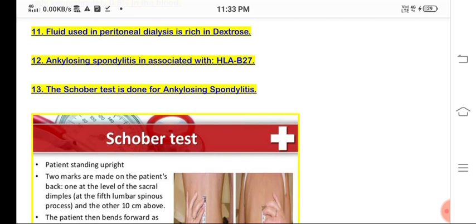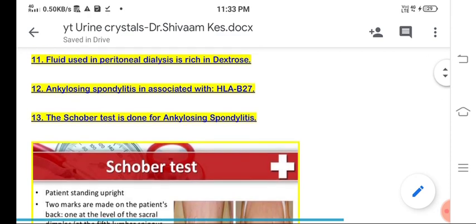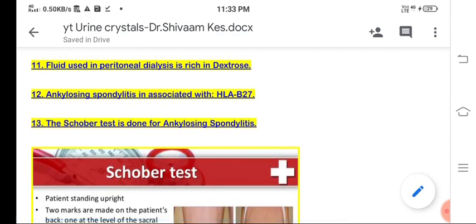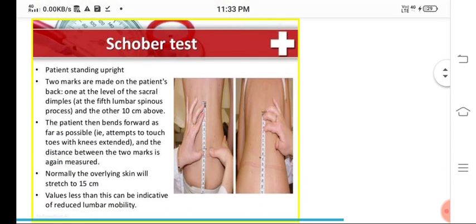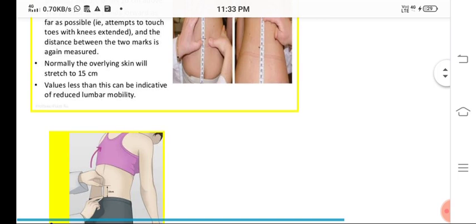Ankylosing spondylitis is associated with HLA-B27. Schober's test is done for ankylosing spondylitis. So ankylosing spondylitis is another important topic. In Schober's test, they may also give you the picture of Schober's test, in which you will see a patient who is standing and then flexing like this, meaning lumbar flexion.